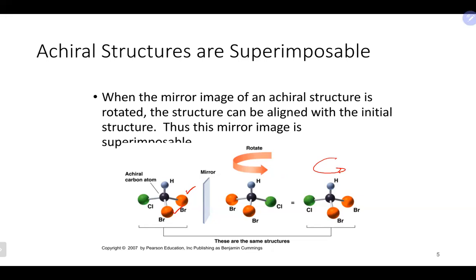So chiral, the way you find a chiral carbon: 4 different groups attached, and the mirror image will not superimpose, non-superimposable. And achiral, you do not have 4 different groups attached, and the mirror image will superimpose. Any questions on that there?